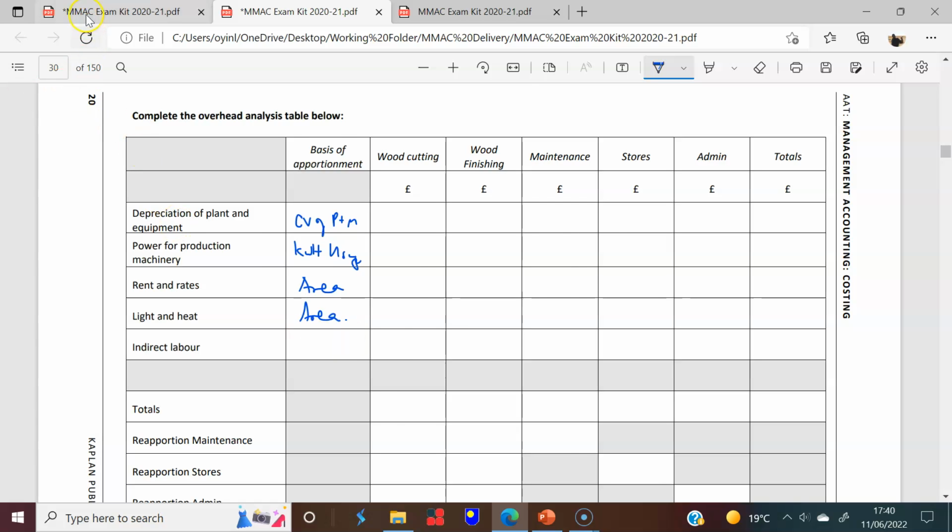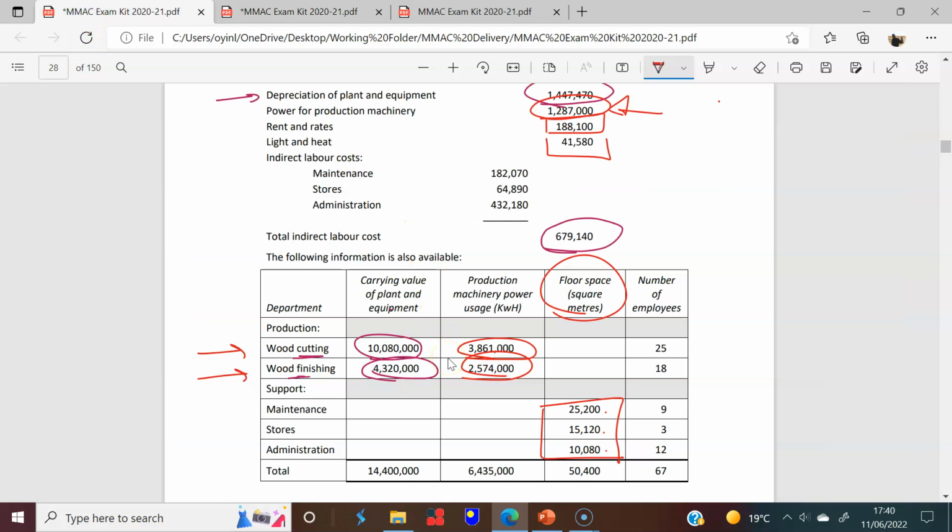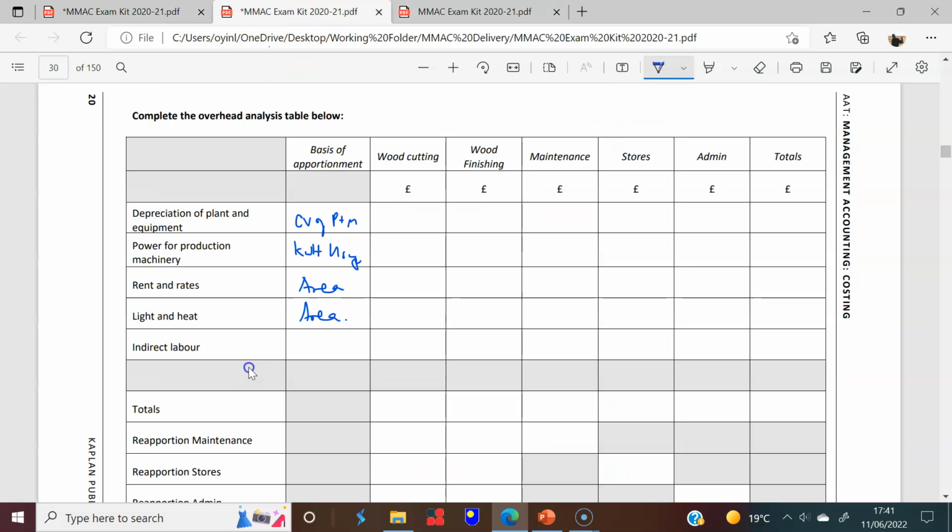Now, what is interesting, if you look here, is they're very clear about certain support costs that are directly connected to maintenance, stores, and administration. So I know this is a straight maintenance cost. I know it goes straight into maintenance. I know this goes straight to stores. I know this goes straight to admin. So I can actually put those in first. So here under indirect labor, under maintenance, I can put that figure of 182070.